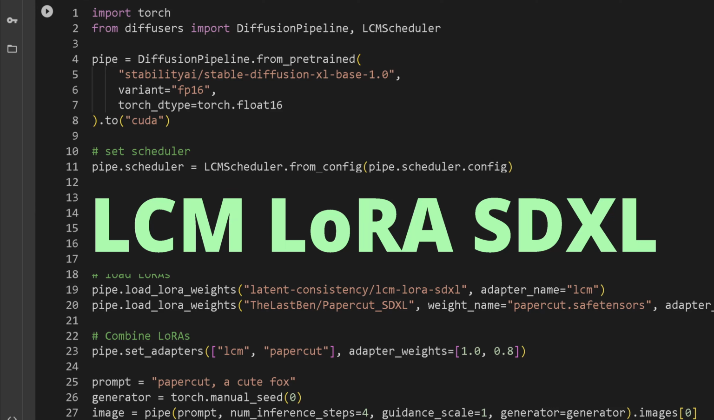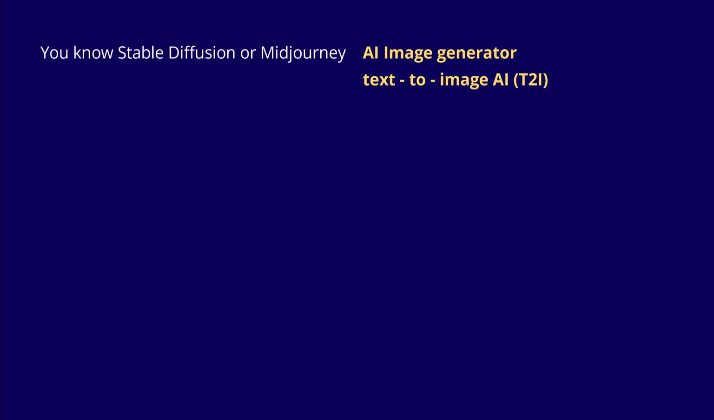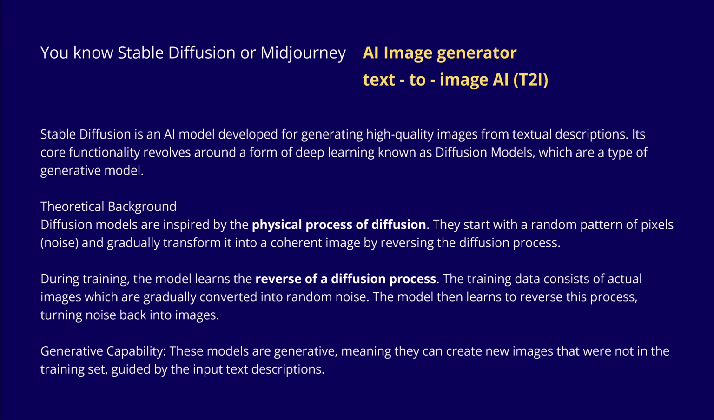Hello community, finally we're gonna code today again, and today we are here with vision transformers and diffusion models. Now, you know Stable Diffusion, you know Midjourney, our AI image generator, our text-to-image AI. And let's focus on Stable Diffusion. You know we can generate here high-quality images from textual description.